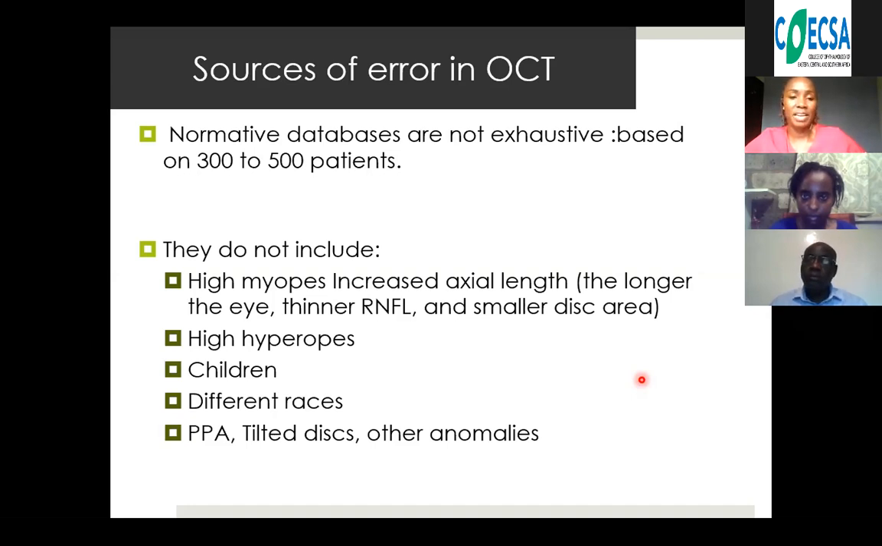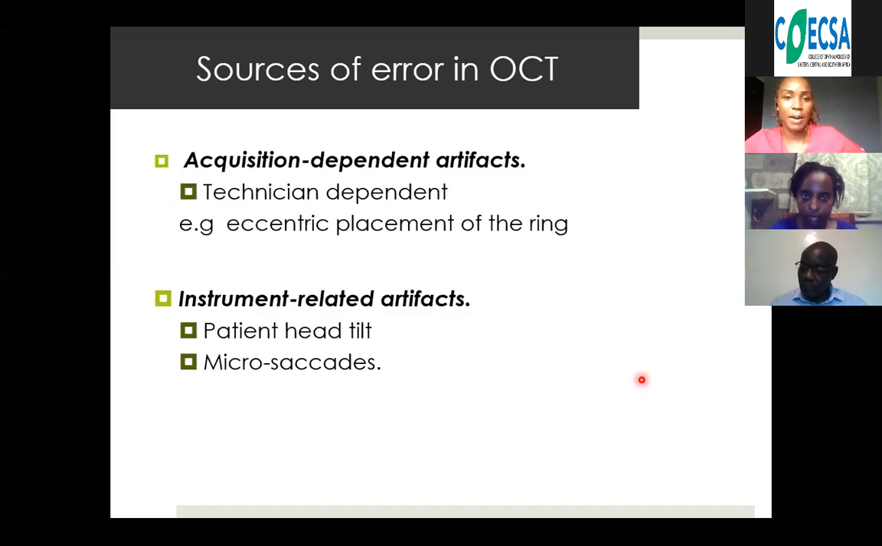You have peripapillary atrophy, discs, and other anomalies. All these are not included. So these are potential sources of error.